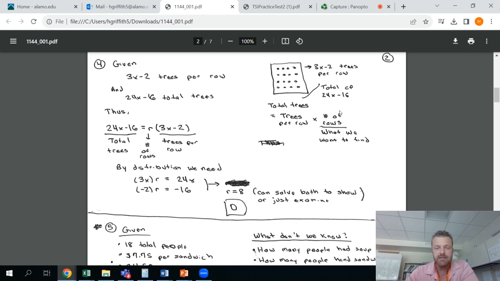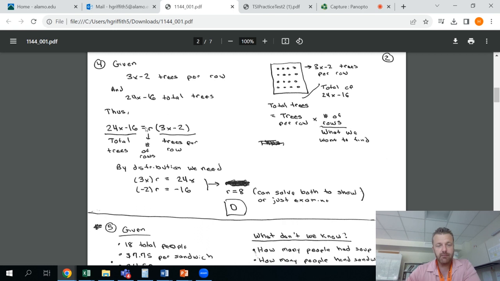So let's match this up with respect to what we were given. We know that the total number of trees as a function of x was 24x minus 16. That's equal to the number of rows, which we don't know, call it r, multiplied by the number of trees per row, which we can call 3x minus 2. So we want to find what number we need to multiply 3x minus 2 by in order to get 24x minus 16. Well, this number is multiplied by this binomial, and the way we do that multiplication is by distribution.